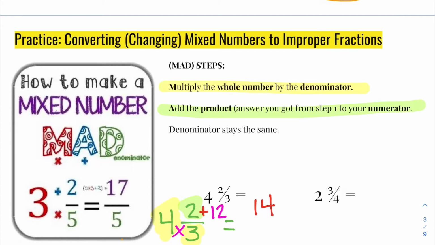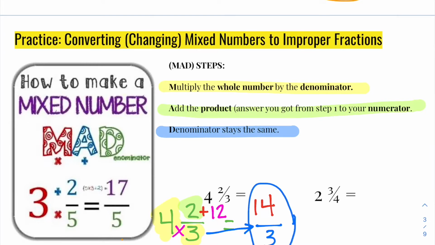My final step in the process is to keep my denominator the same. What that means is I need to bring my 3 all the way over to make the denominator of my answer a 3. So 4 2/3 turns into 14/3.